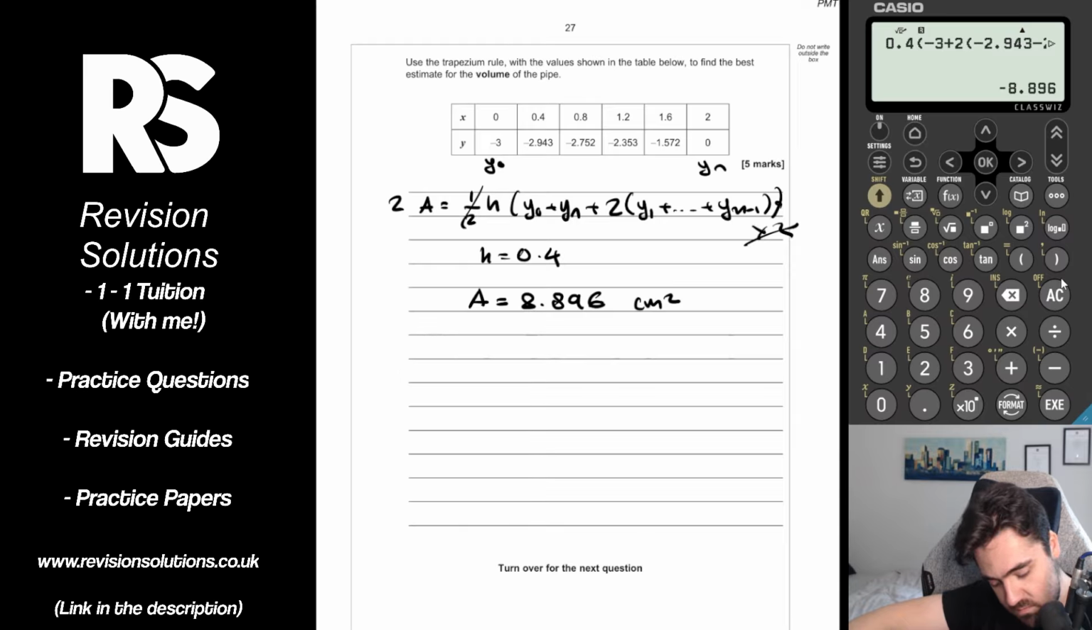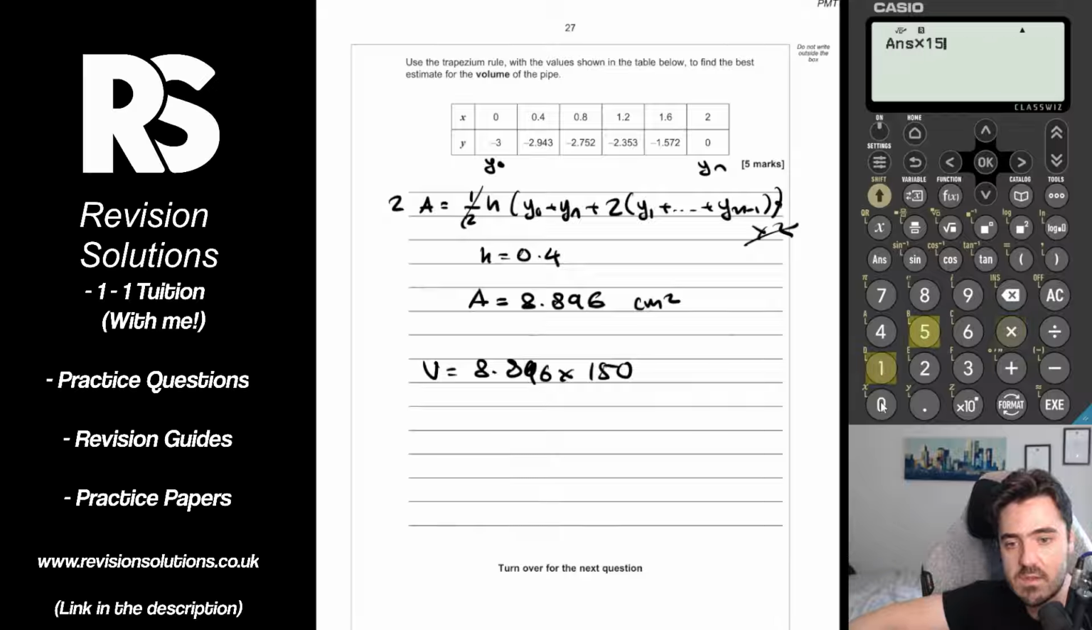So the volume is going to be 8.896 times 150. So let's times our answer by 150, still ignoring the minus sign. That's going to be 1,334.4 meters cubed.